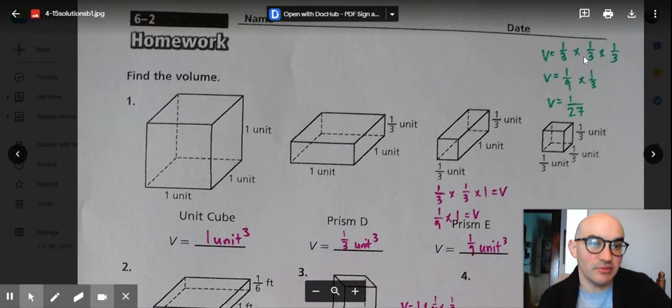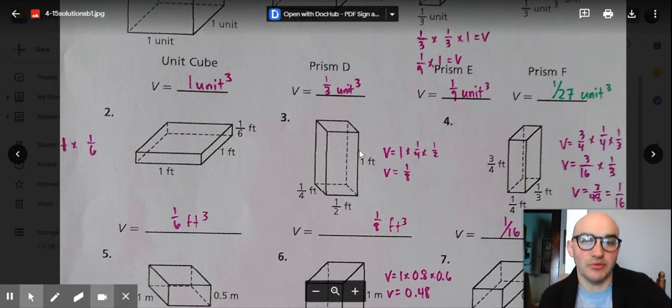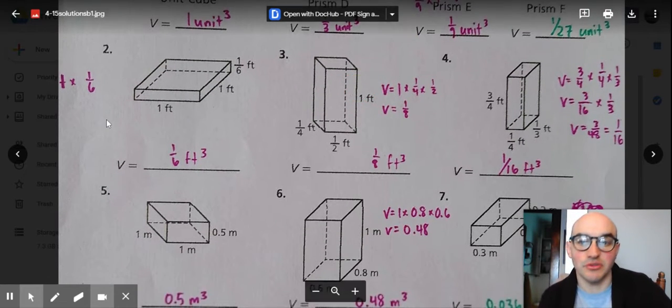Remember, when you're working through these, kids, try to just do one step per line. So on this first step, I just did 1/3 times 1/3. That's 1/9 times 1/3. So I just do one operation per line. That saves me a lot of headaches. It's a lot easier to go back and see your mistake if you make one.